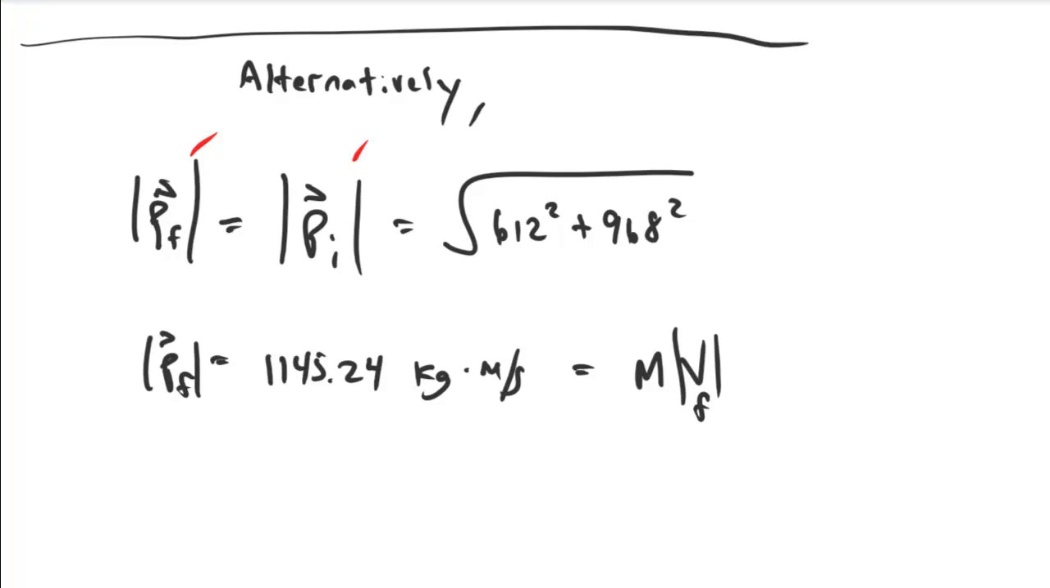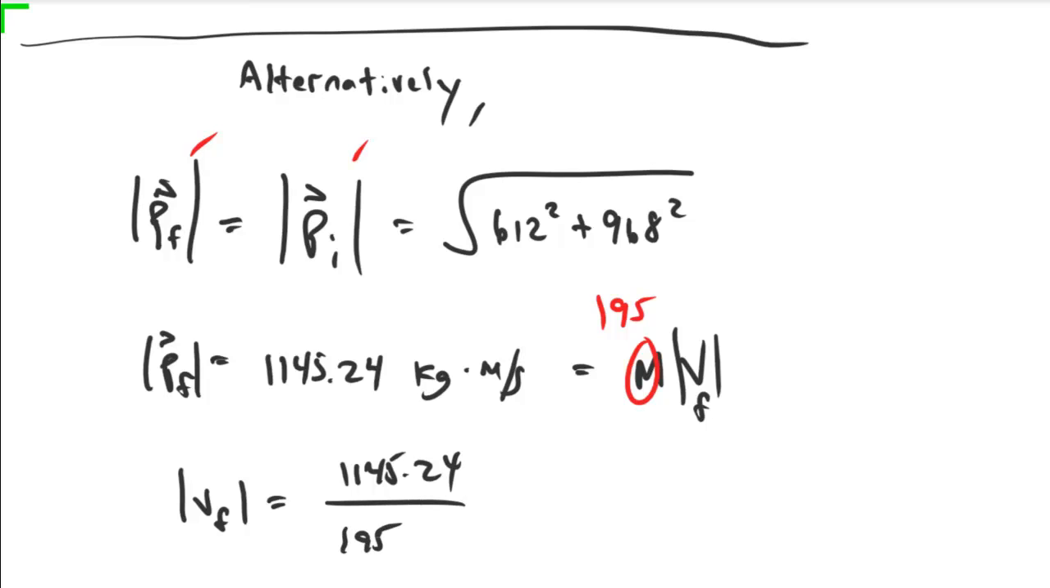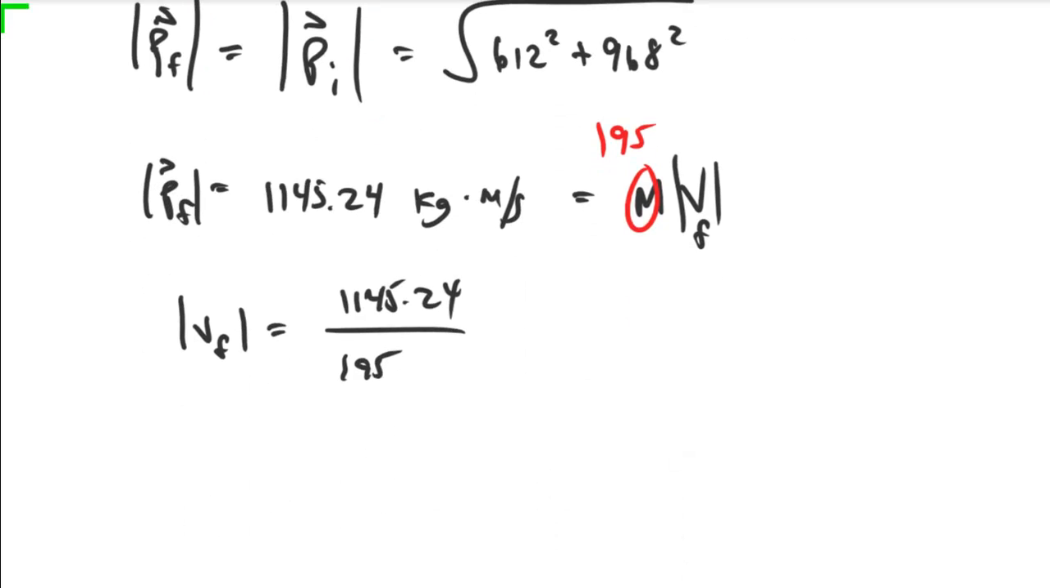But this is equal to the total mass times the magnitude of the final velocity, right? And so, given the fact that we know the total mass was that 195 kilograms, then we can just divide both sides by 195. I can get the magnitude of the final velocity is going to be 1145.24 divided by 195. And this gave us 5.87 meters per second, which is exactly the same as what we found previously.